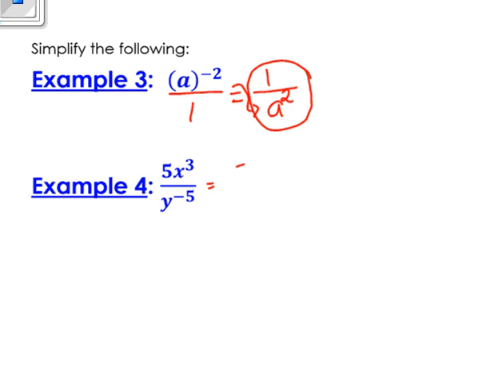Here, 5 is happy, x to the 3rd is happy, but y to the negative 5 is unhappy where it's at, so you're going to move it upstairs with everybody else. And there's nobody at the bottom, so you could put a 1, but you never have to leave a 1 on the bottom. You can leave your final answer like this.